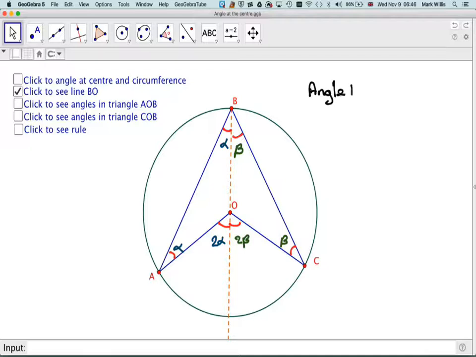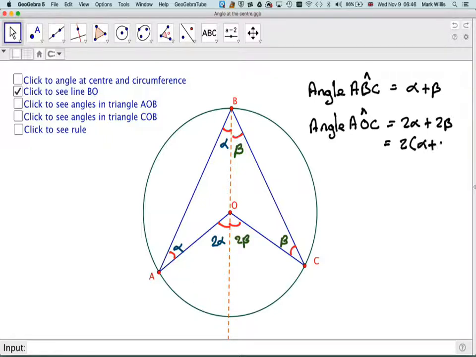Alright, so what we have now is this. Angle ABC, the one at the circumference, is going to be alpha plus beta. And angle AOC, the one at the center, is going to be 2 alpha plus 2 beta. If we factorize out the 2, we get 2 brackets alpha plus beta. Therefore what we've shown here is that the angle at the center is twice the angle at the circumference, because this one is alpha plus beta, and this one is 2 brackets alpha plus beta.